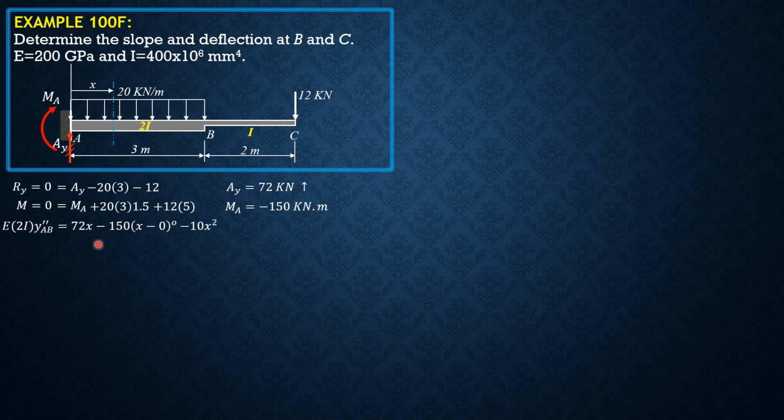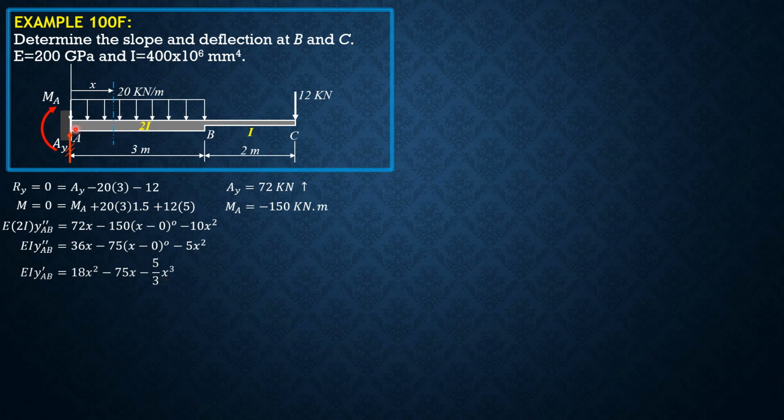So let's simplify this first by dividing everything by 2. So EI y double prime AB equals 36x minus 75 quantity x minus 0 raised to 0 minus 5x squared. So integrating once, EI y prime AB equals 18x squared minus 75x to the 1, or just 75x, then minus 5/3 x cubed. There is no c sub 1 because when x is 0, the slope at the origin is 0.